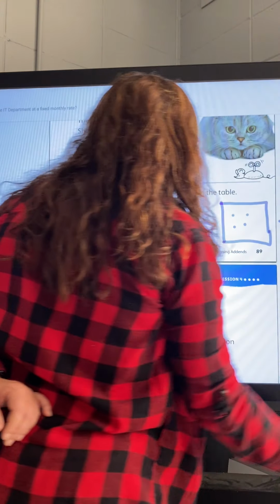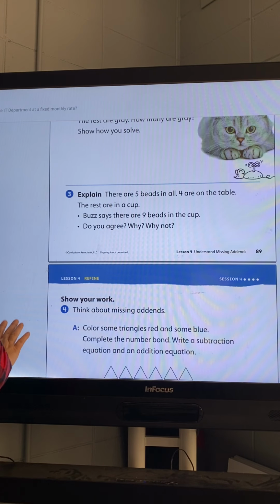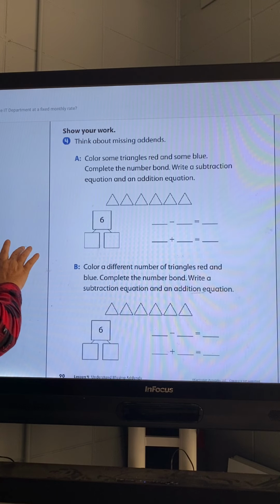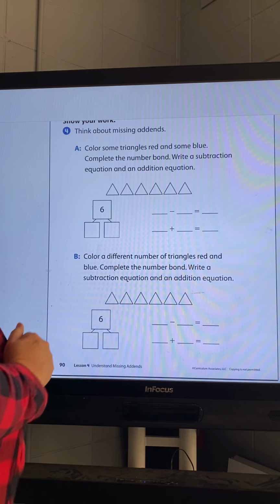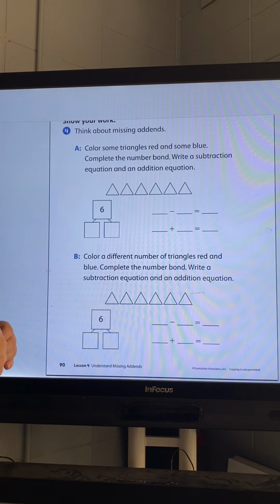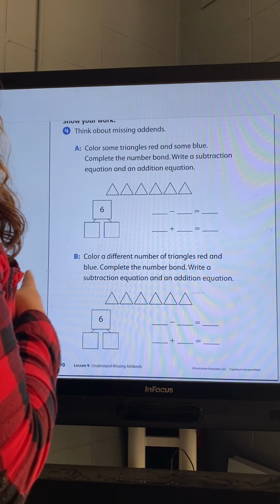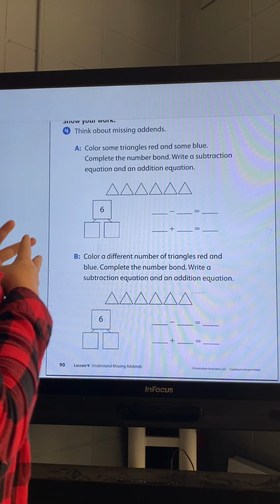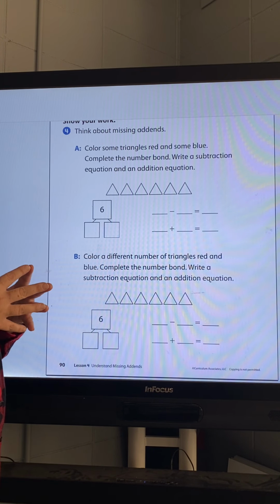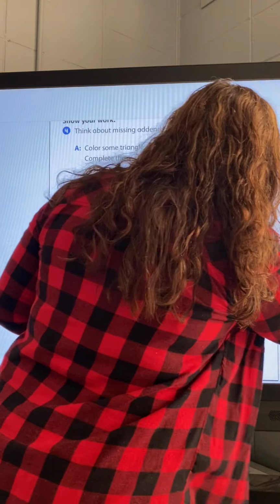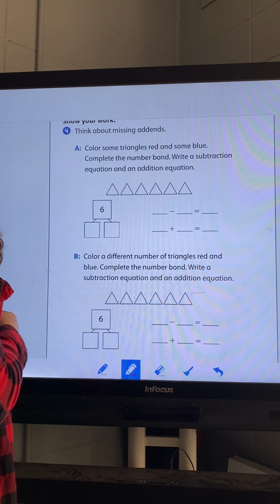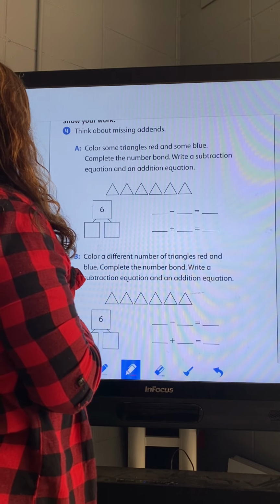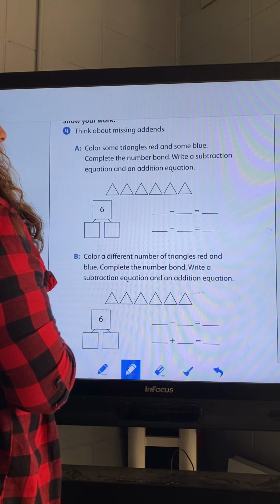Okay. Now it says show your work. Think about missing add-ins. Color some triangles red and some blue. Complete the number bond. Write a subtraction equation and an addition equation. So you are going to choose your numbers, okay? What they want you to do, you do not have to do what I do, okay? You choose whatever numbers you want to use, but it says you must write a subtraction equation and an addition equation. Color some red, some blue.